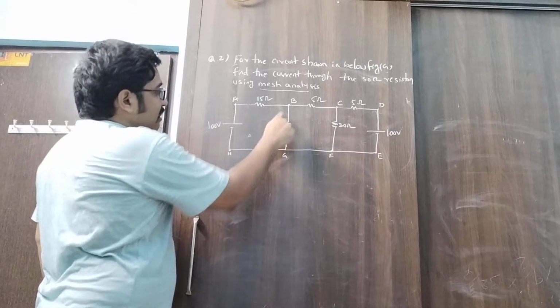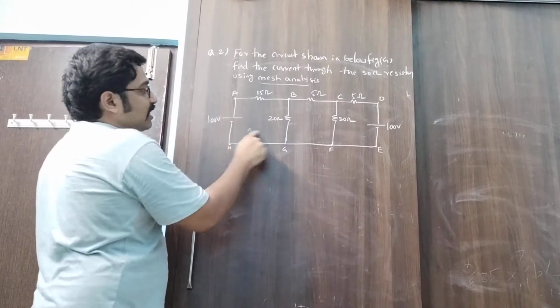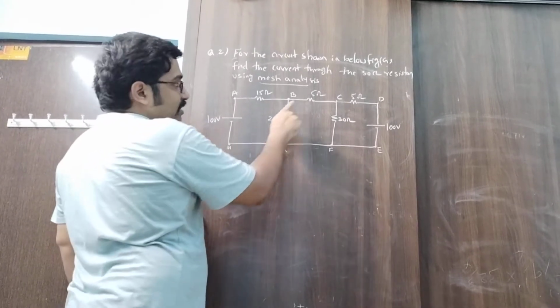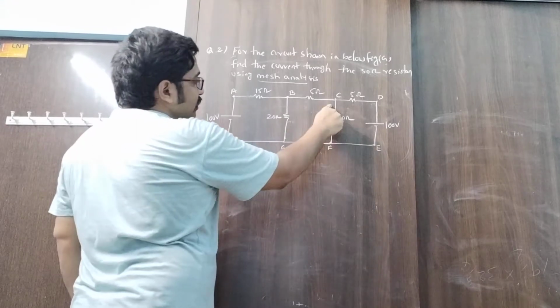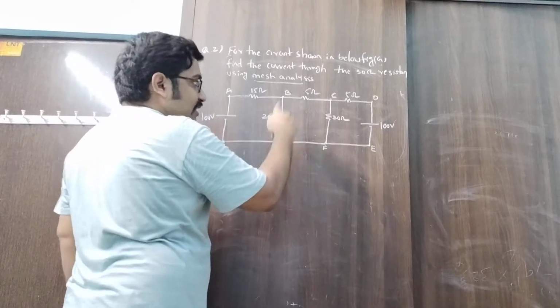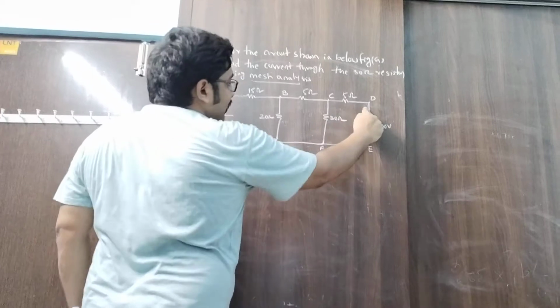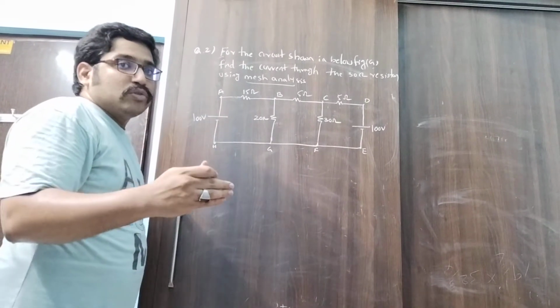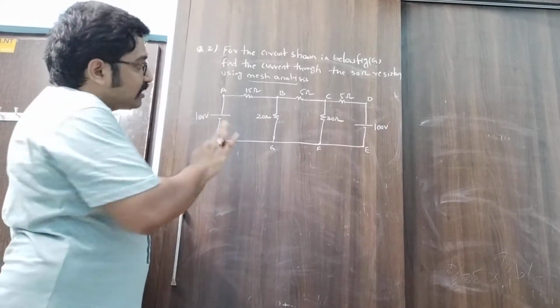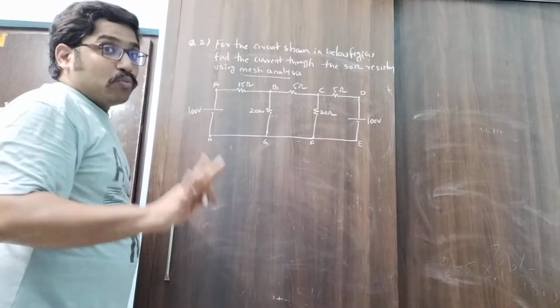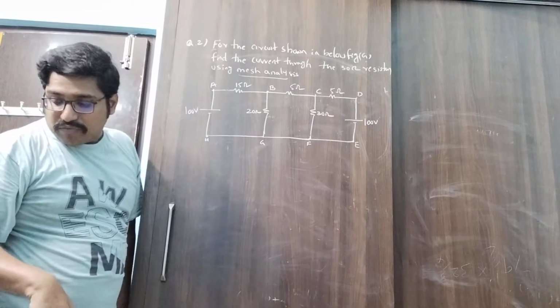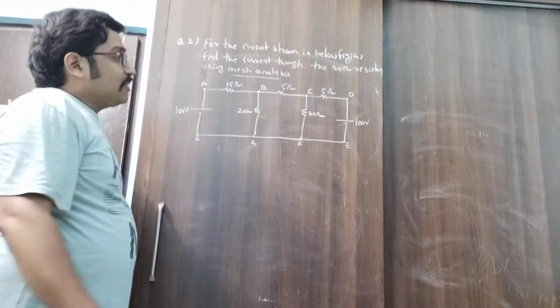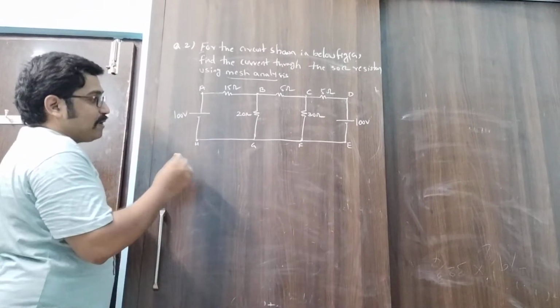We are having A, B, G, H, A as one complete loop. This is the first loop. B, C, F, G, B is the second loop. C, D, E, F, C is the third loop. So number of loops is equal to number of currents. Since there are 3 loops in the given circuit, ultimately we will have 3 currents. Now we are going to apply the KVL.